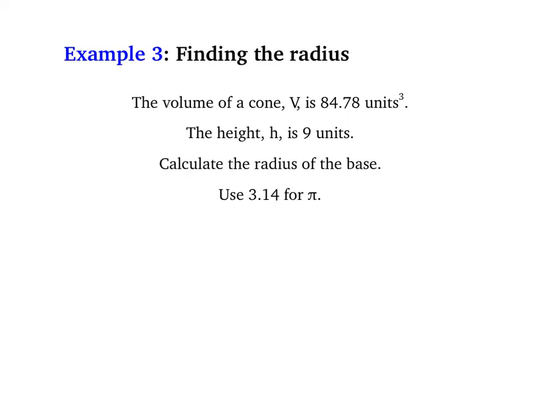In this last example, we'll be working to find the radius. So the problem says the volume of a cone, V, is 84.78 cubic units. The height, h, is 9 units. Calculate the radius of the base. Use 3.14 for pi. So again, I'm going to start off by writing my formula. And again, it's talking about the radius of the base. So I'm going to keep going on this formula, and instead of capital B, I'm going to write pi r squared times h.